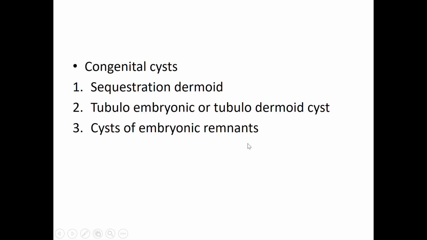Coming to the second type of classification, you have the acquired and the congenital. So let's see the congenital variety, or examples of the congenital variety. Here you have sequestration dermoid, tubuloembryonic or tubulodermoid cyst, and cysts of embryonic remnants. So let's see the first one. What is a sequestration dermoid?